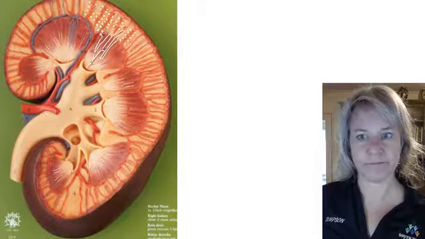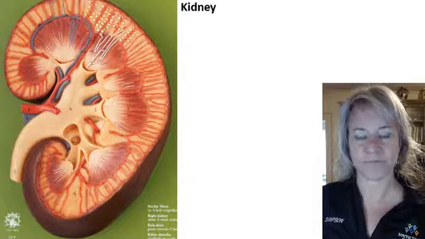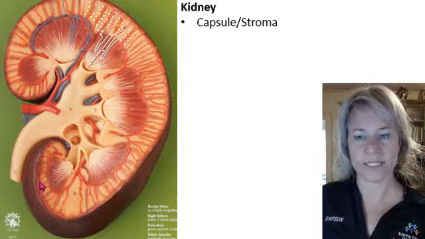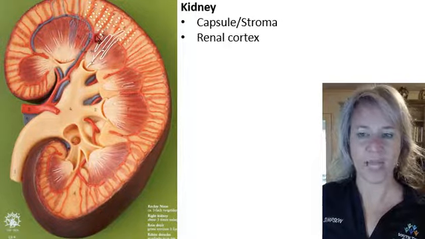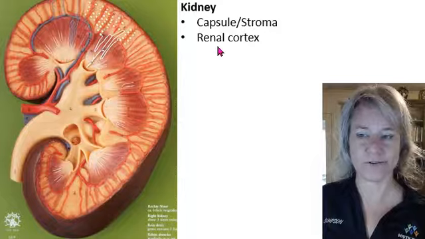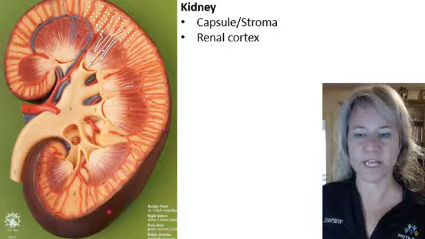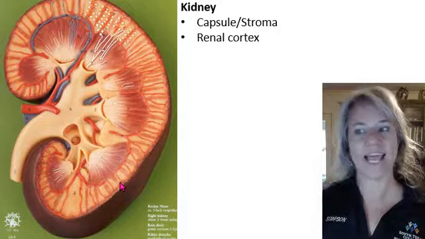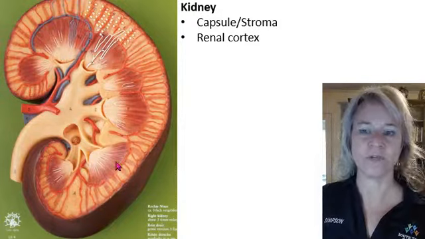The kidney. The capsule that is around the kidney is referred to as the stroma. Anything to do with the kidney is renal. The layer on the outside is the renal cortex. Remember, you have the cerebral cortex; it's always kind of like that outer layer. So you have the renal cortex, and the renal medulla. Medulla is on the inside.